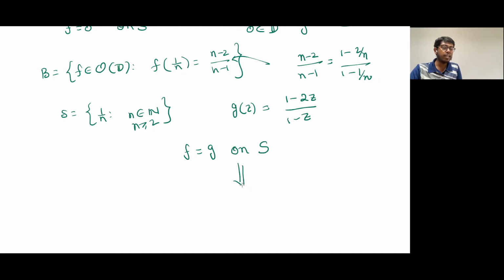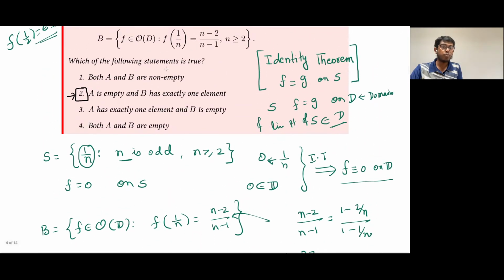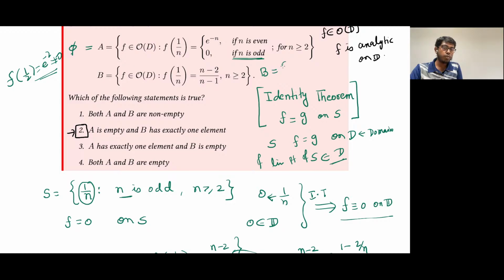So again, from the identity theorem, because the limit point of S, which is 0, belongs to D, we conclude that f equals g on the whole of D. This proves that B has only one function, which is f(z) equal to (1 minus 2z) by (1 minus z). So the cardinality of B is 1. Therefore, the option that A is empty and B has exactly one element is correct.